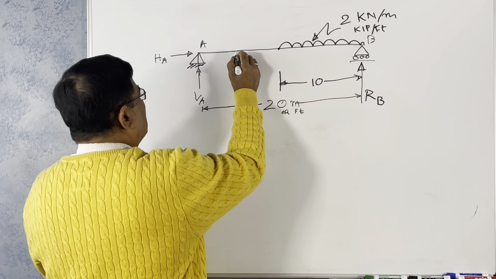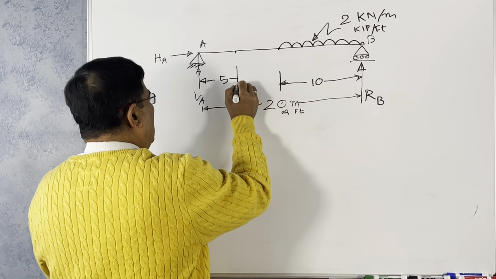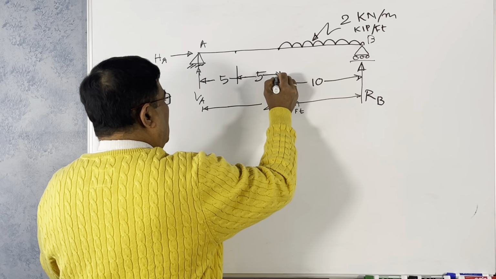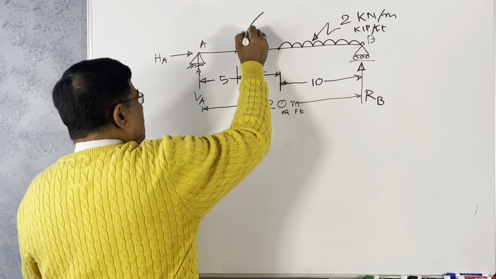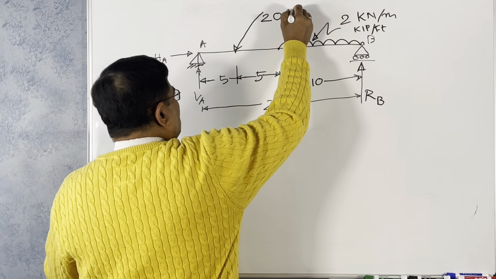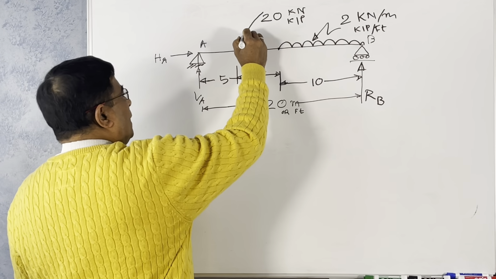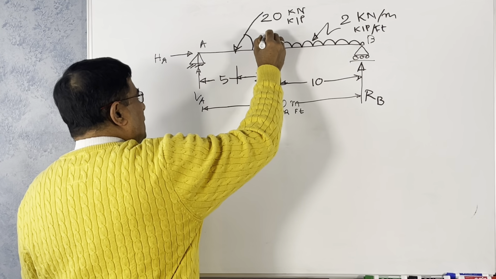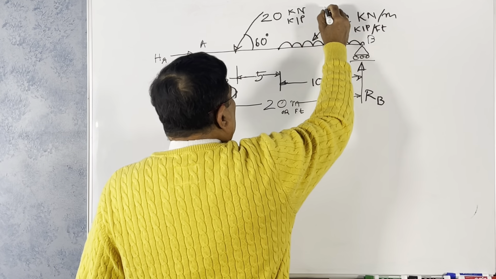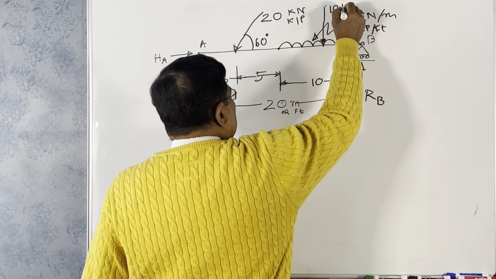Here to here, say it is 5. This is also 5. Here there is a load at this point, say 20 kilonewton or 20 kip. This is at an angle, a 60-degree angle, an angular direction. And there is another load, a vertically downward load that we are applying here, say 10 kip or 10 kilonewton.